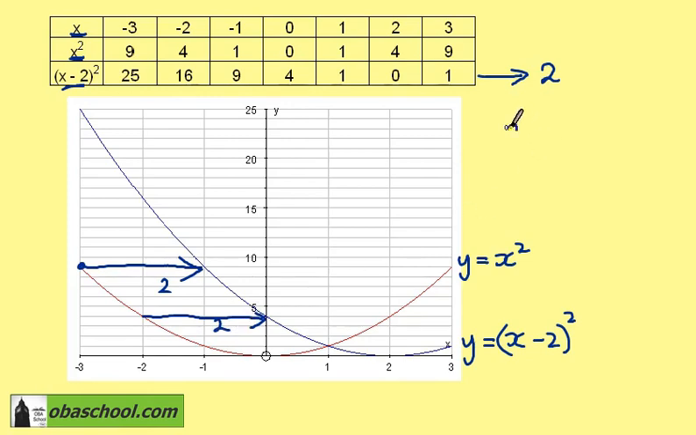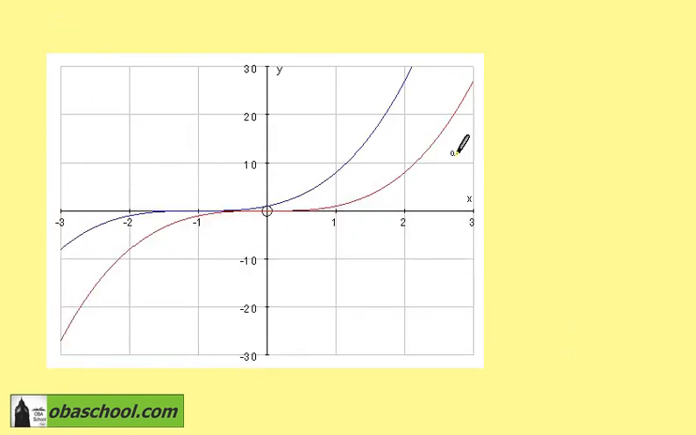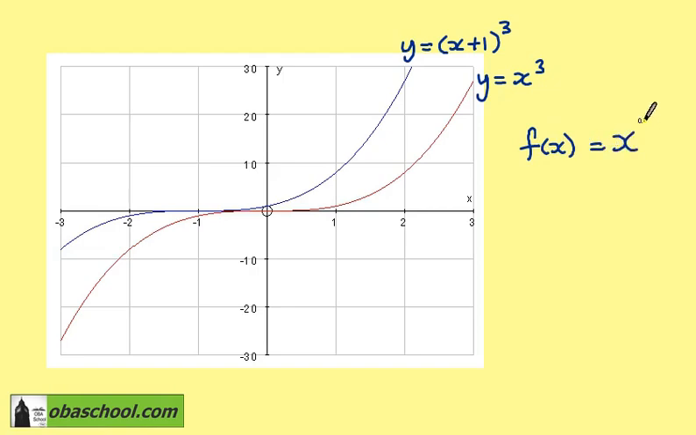So summarizing, it appears that f of x minus 2 is a shift of 2 units to the right compared to f of x. Here we have another pair of curves to compare. This one is y is x cubed, and this one is y is x plus 1 cubed. So here our f of x is x cubed, and so f of x plus 1 is x plus 1 cubed.